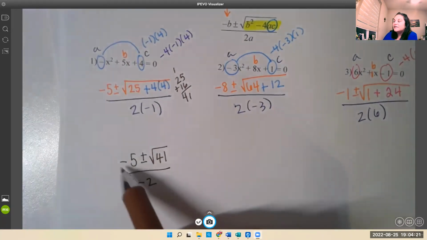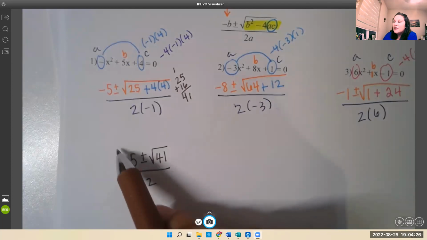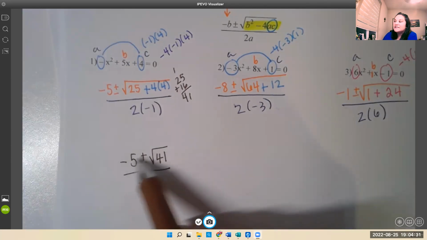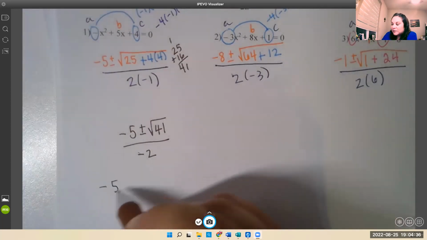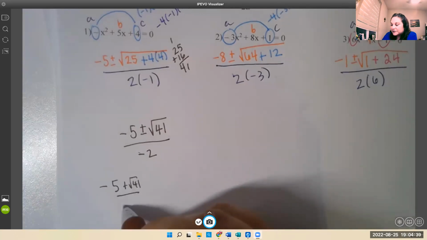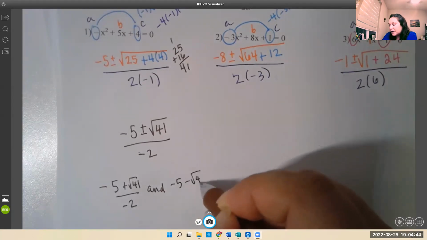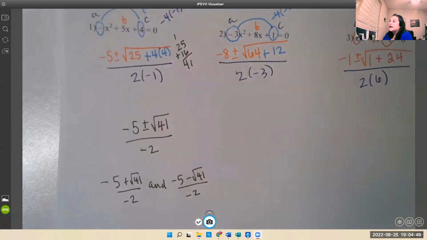And I see these two negatives, but the fact that I see they're negative doesn't mean I simplify. Remember, don't just cancel these two pieces of a fraction. You want to divide it into each piece. And so technically this is showing two separate answers, right? This is -5 plus the square root of 41 all over -2, and -5 minus the square root of 41 all over -2. So at that point, if you wanted to change these to all positives, I guess you could. But that's another story. You don't have to do it. And let's move on.